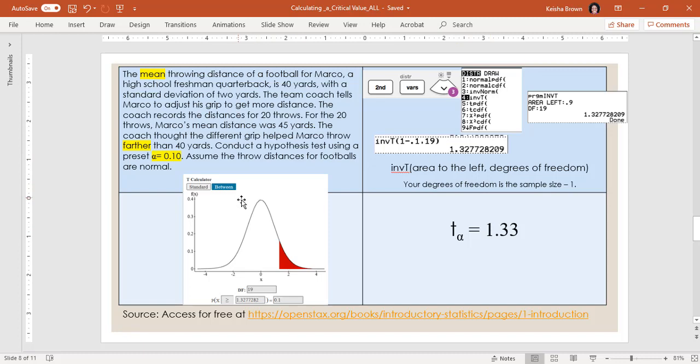If you are a StatCrunch person, you clicked on Stat, you went to Calculators, you went to the T calculator. DF, your degrees of freedom. Since we're looking for farther than 40 yards, you wanted to select greater than or equal to. And then in the very last box, the probability box, you plug in the area alpha that's on the right hand side.